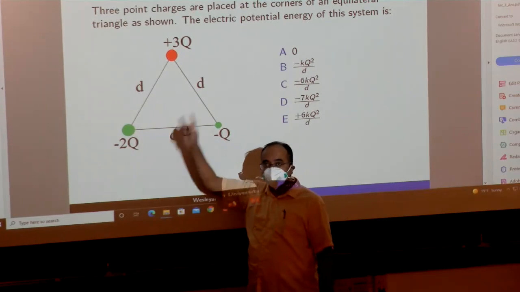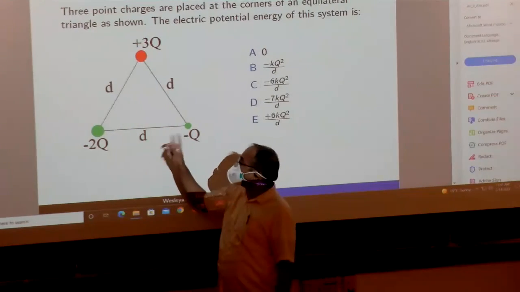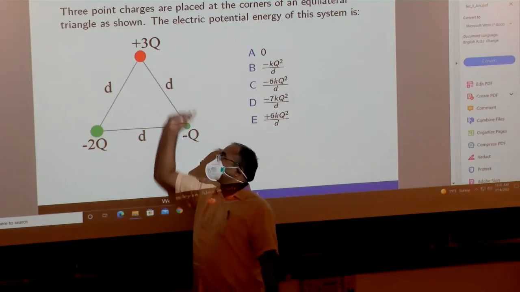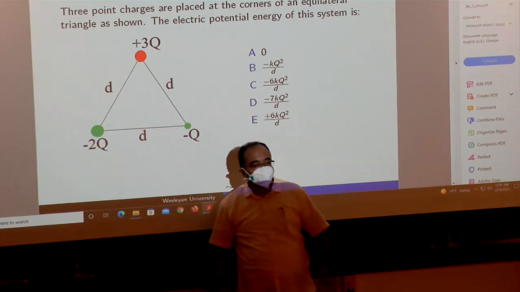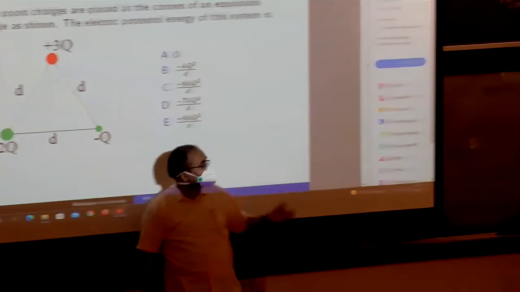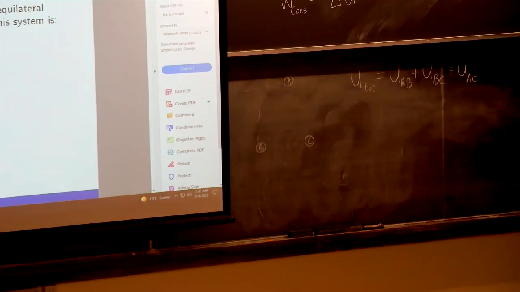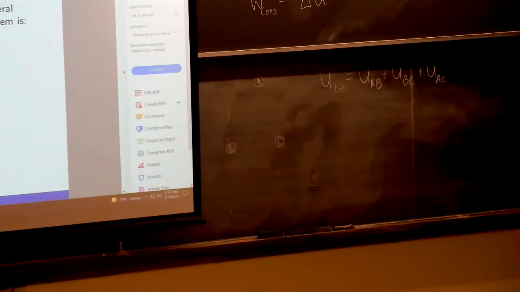+2 Q squared, so total of -4 so far. And then we have another -3 Q squared here. So -4, -3, -7 KQ squared over here. All right, that is it for today.